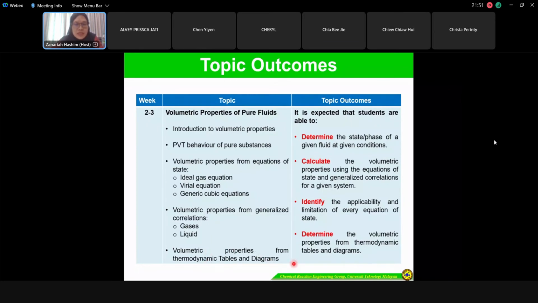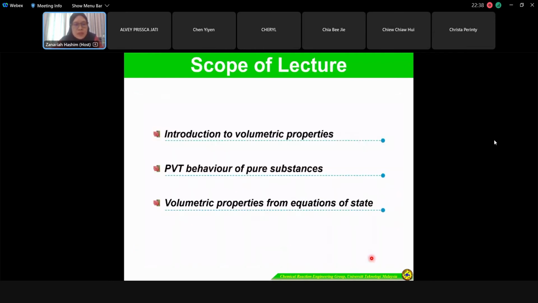So basically in chapter 3, you are going to learn about the PVT. P is pressure, V is volume, and T is the temperature. Okay, so the topic outcomes are listed here. It is expected that students are able to first determine the state or the phase of a given fluid at given conditions, calculate the volumetric properties using the equations of state and generalized correlations for a given system, identify the applicability and limitation of every equation of state, and determine the volumetric properties from thermodynamic tables and diagrams. Okay, let's go to the first part, which is the introduction.